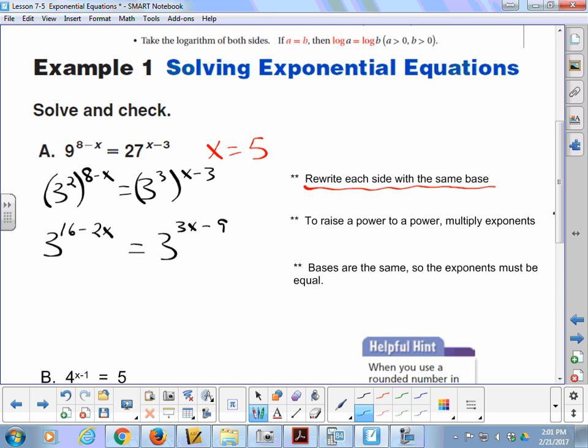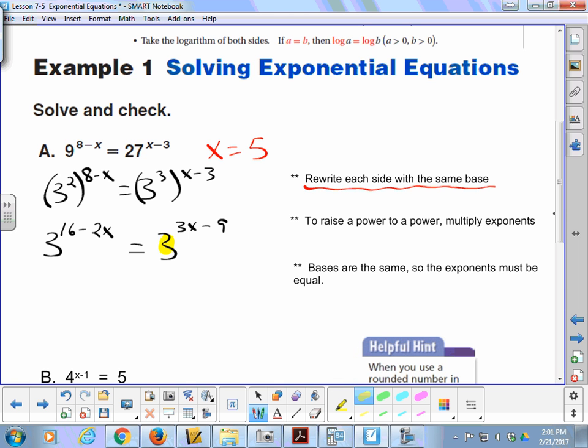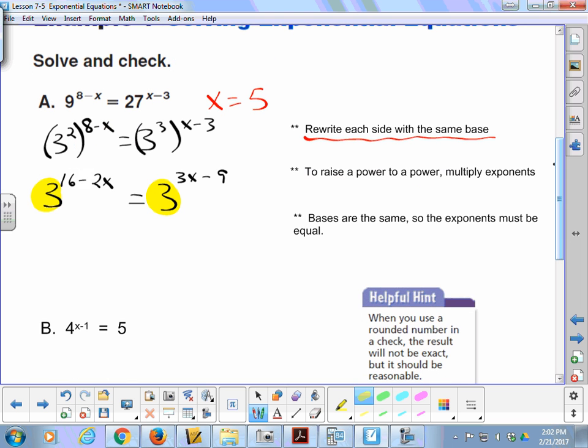Now we have the bases the same. If the bases are the same, and this is a true statement, what must be true about the exponents? They must be the same too, or they must be equal. So now I'm going to write them as 16 minus 2x equals 3x minus 9, and we're going to solve that equation.